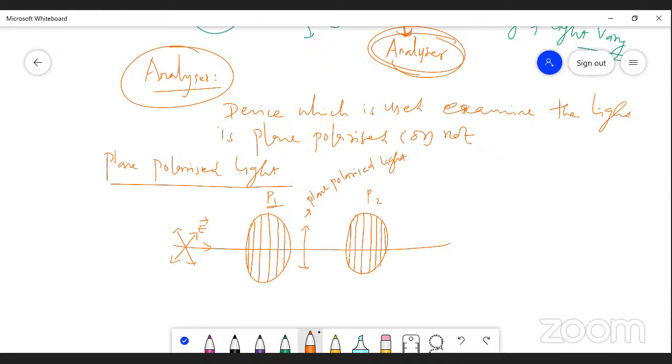Why is it called plane polarized light? Because light vibrates in only one particular direction, which is parallel to the optic axis of the first polaroid. This plane polarized light is allowed to pass to the second polaroid. The second polaroid's optic axis and the first polaroid's optic axis are parallel to each other. See, the emergent light from the second polaroid has the same vibration direction. It is also still plane polarized light.